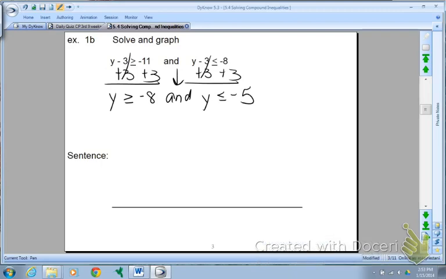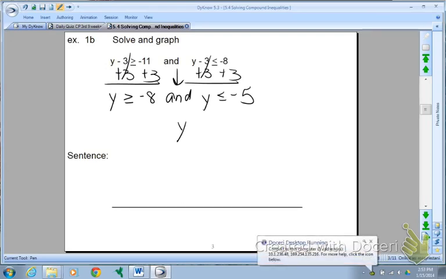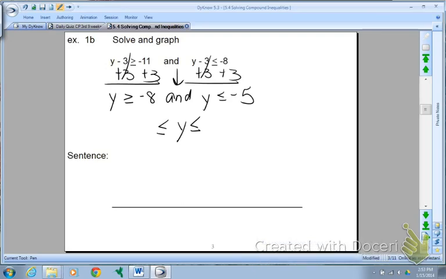Now, when we have two equations formed by the word and, we have to go one step further and put it in a combined inequality, where we put y in the middle. What signs are we going to put on both sides of y? Less than signs. And in this case, it'll be less than or equal to signs. Smaller number on the left. Which is smaller, negative 8 or negative 5?